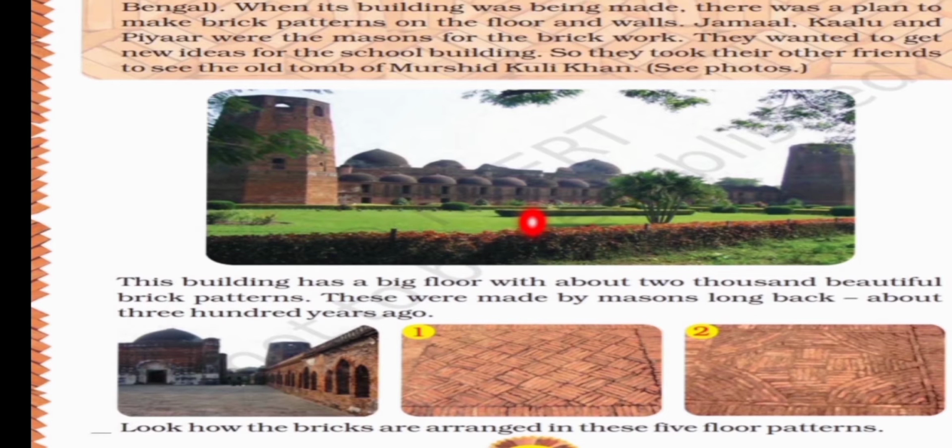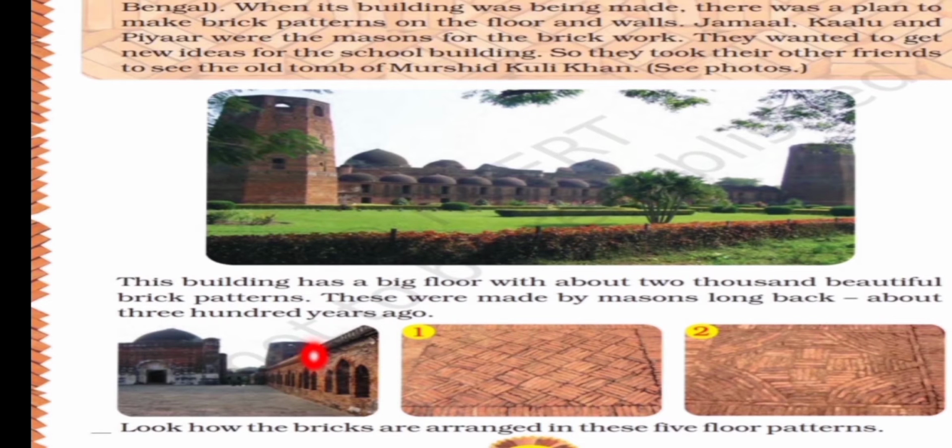Murshid Quli Khan was the first Nawab of Bengal. This building has a big floor with about 2000 beautiful big patterns. Around 2000 big patterns are made in this building. These were made by masons long back, about 300 years ago. So, how old is this building? About 300 years old. Here, some brick patterns are given.